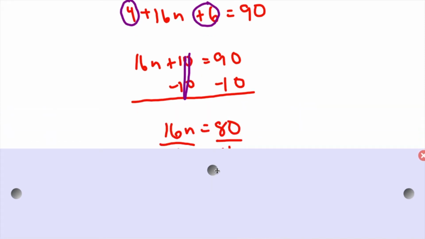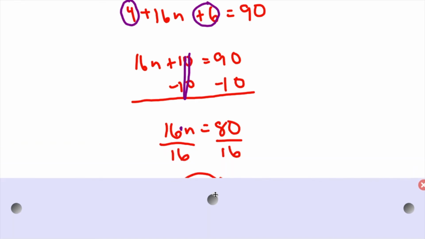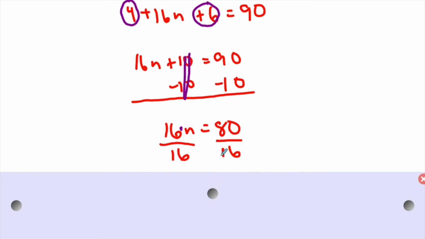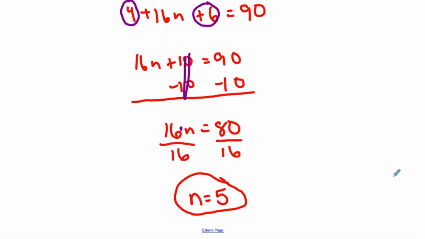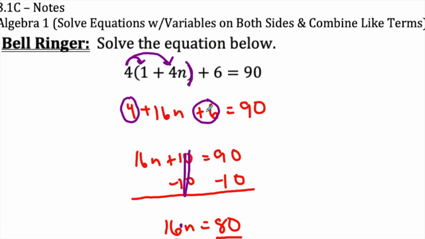So 16n equals 80. Now, we need to get rid of the 16. We want n by itself. So this is being multiplied. The opposite of multiplication is division. So 16 divided by 16 is 1. 80 divided by 16 is 5. To give you your final answer, n equals 5. And again, we can always take that, bring it up here, plug it in for n, and show that this whole left-hand side is equal to the right-hand side.